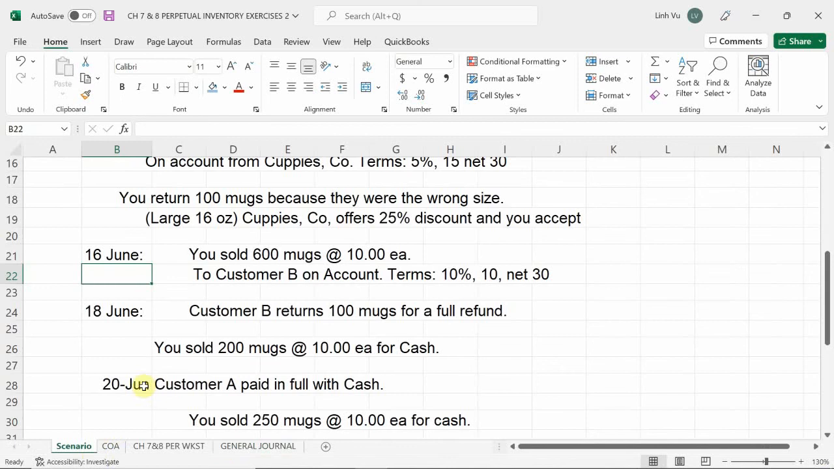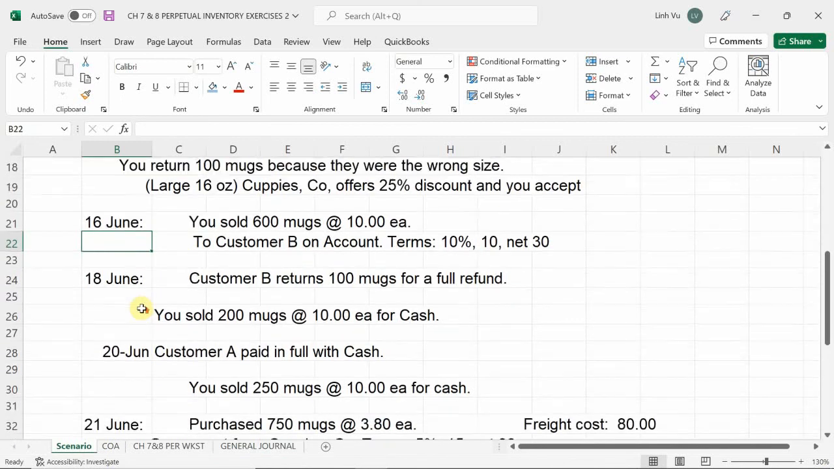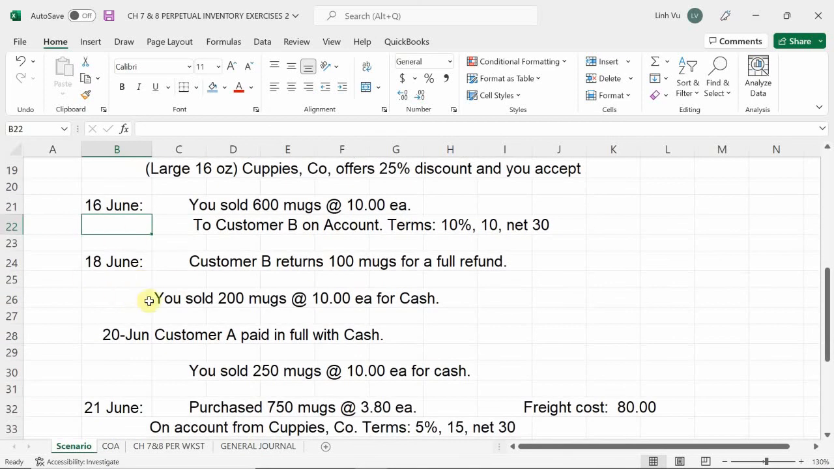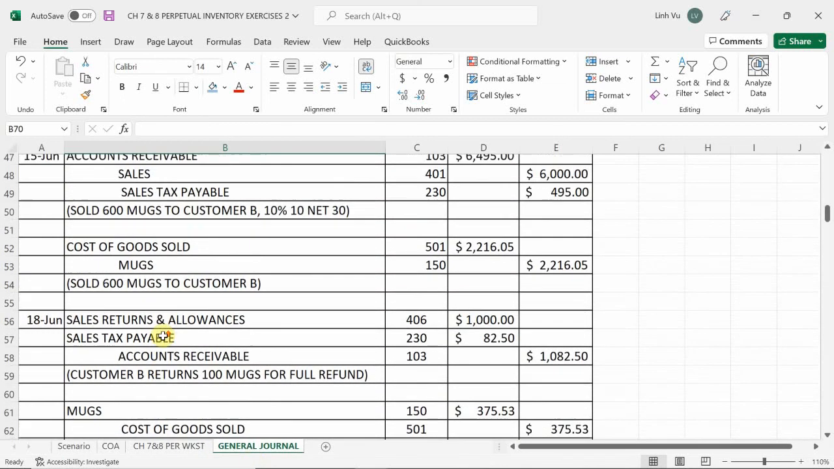Let's do one more and then we'll stop for a break. So let's finish up June 18. So we end up selling 200 mugs at $10 each for cash. Okay, so this one's straightforward. We sold 200 mugs at $10 each for cash. Okay.